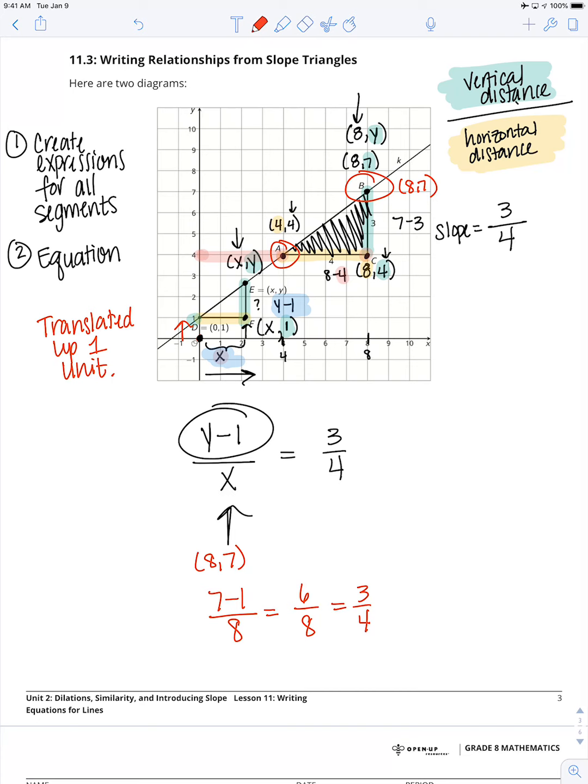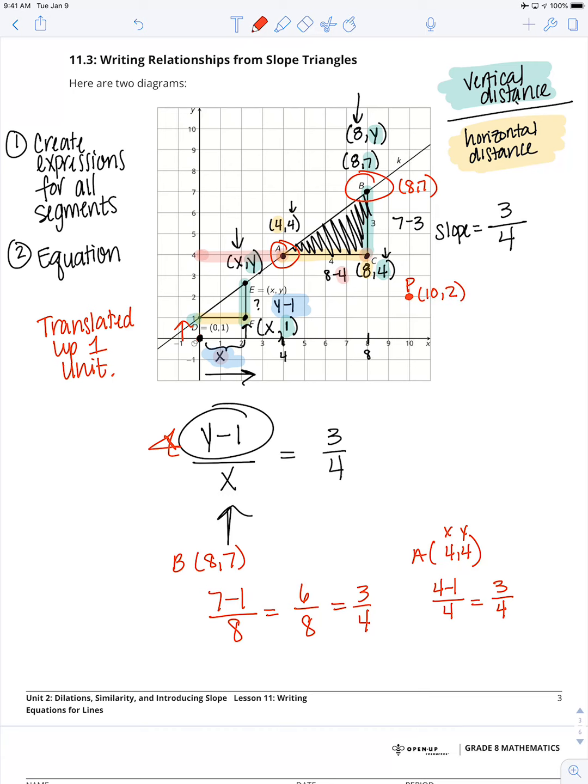Let's take point A and try it. Point A is 4, 4. If I use this same rule here, 4 minus 1, and the x value is 4. 4 minus 1 is 3, and x stayed as 4. That works. Let's pick a point that's not on the line, just for fun. This point here, we'll call it P, is 10, 2.